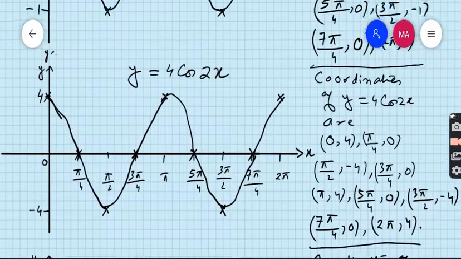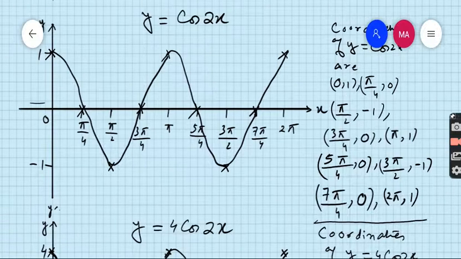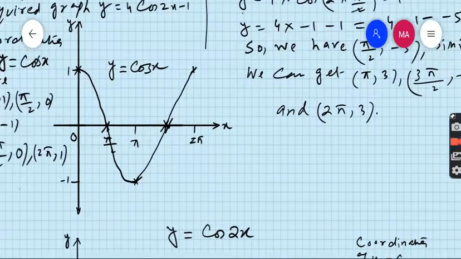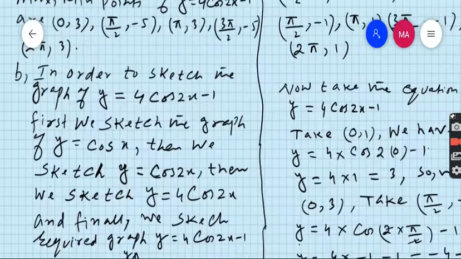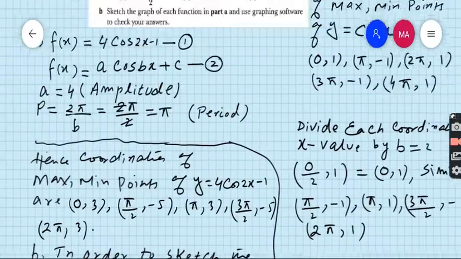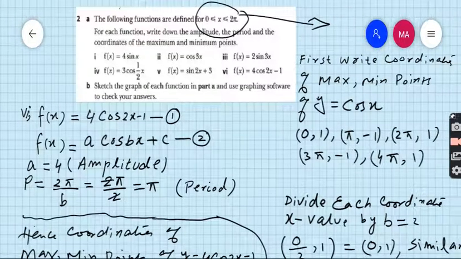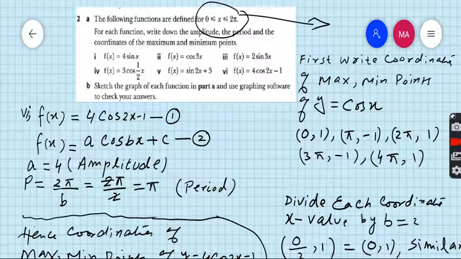I tried my best to explain each and every part of question number 2, from part number 1 to part number 6. I took a lot of time to describe each and every part. But still, if you have any problem, kindly ask me, write in the comment box. I will definitely help you.